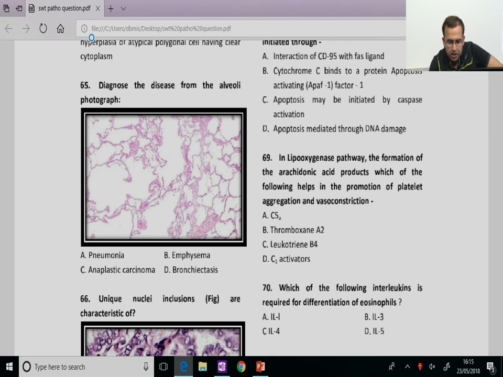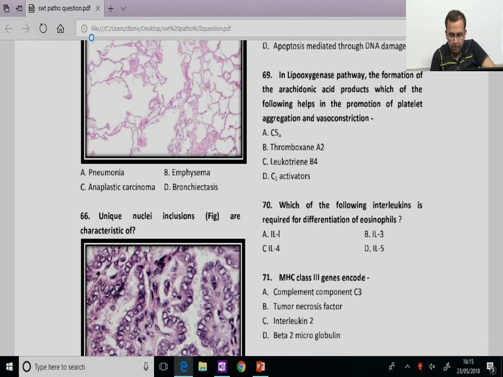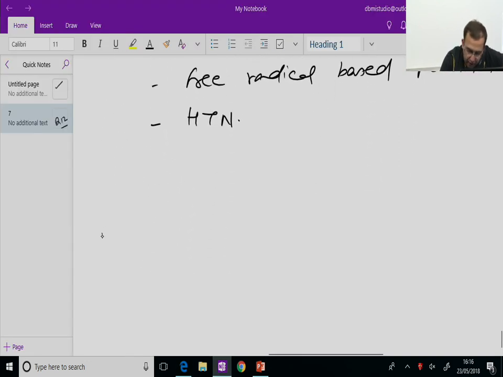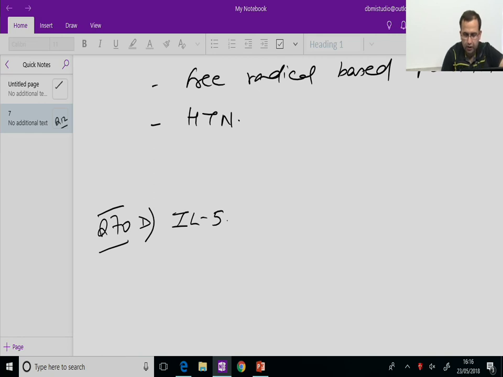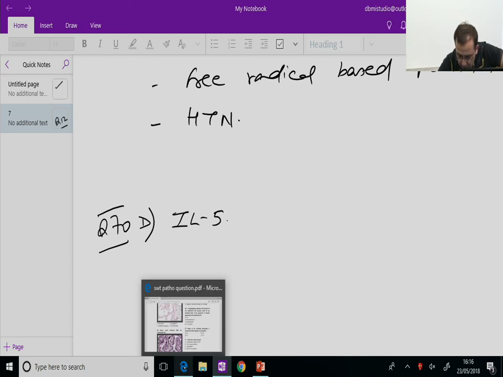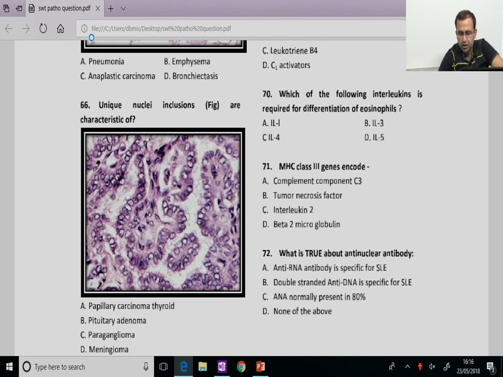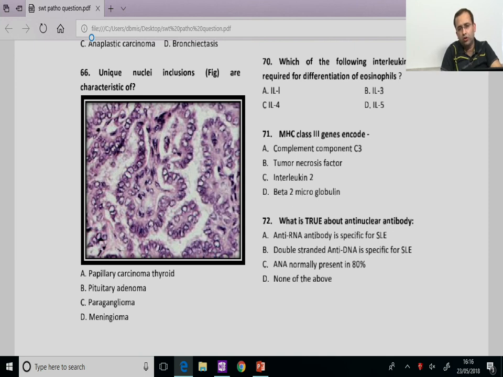So easy one, lipoxygenase, which helps in promotion of platelet aggregation, thromboxanes. This gets us to the next one, question 70, which is required for differentiation of eosinophils. We have already seen this in pathways of type 1 hypersensitivity, when we did that in detail. The interleukins were interleukin 4, 5 and 13, and we saw that interleukin 5 was the one predominantly involved in differentiation of eosinophils. So the answer is D, that is interleukin 5.